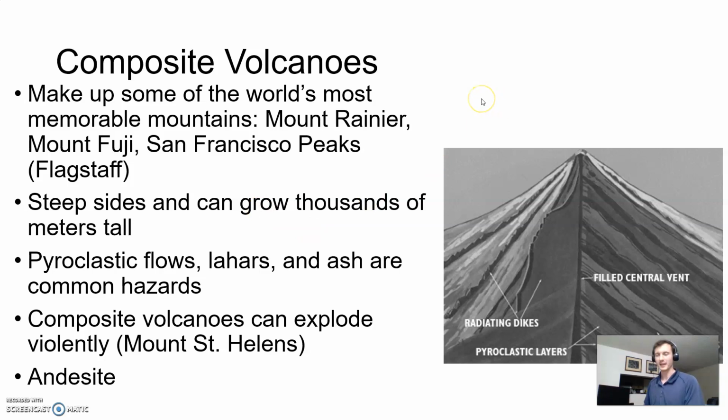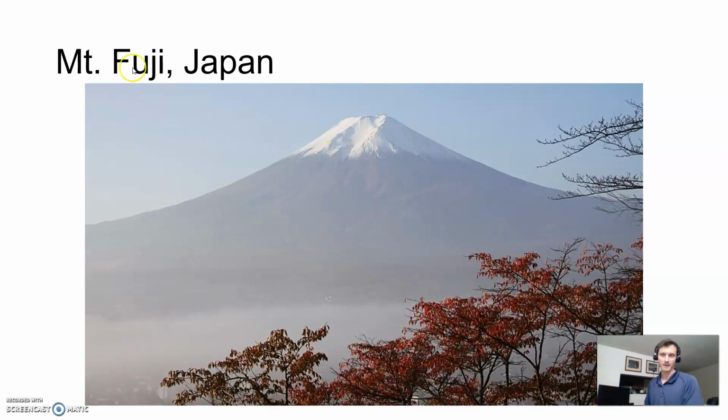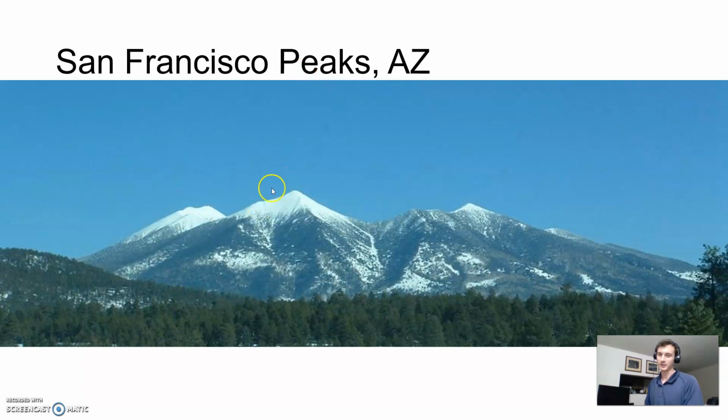These tend to be more andesitic, intermediate in terms of composition. Things like Mount Rainier, as mentioned, beautiful, and Mount Fuji. This is what you should be thinking of when you think of a composite volcano. This is the one that should come to mind. Also, these San Francisco peaks in Arizona.